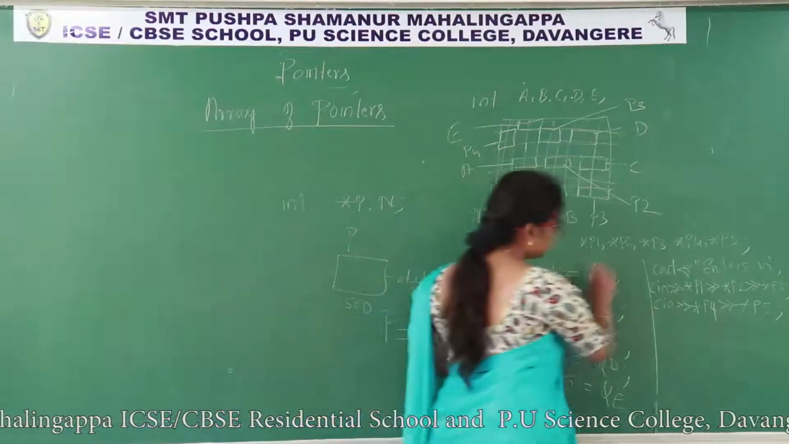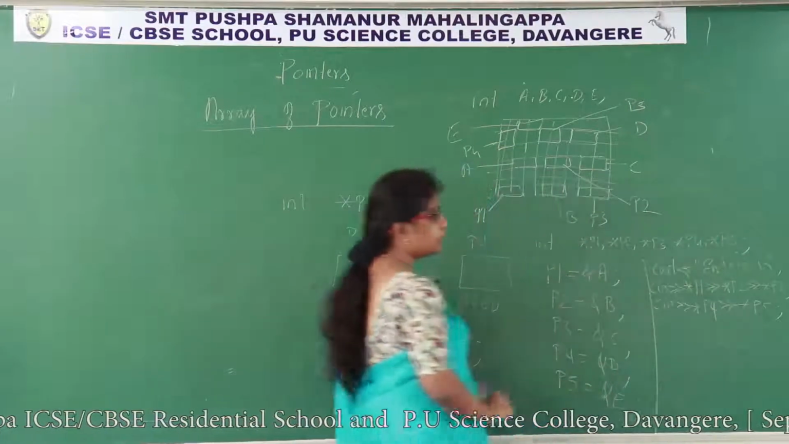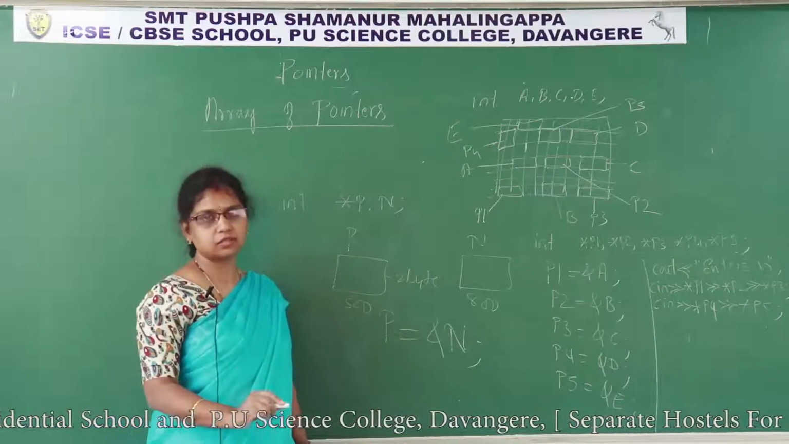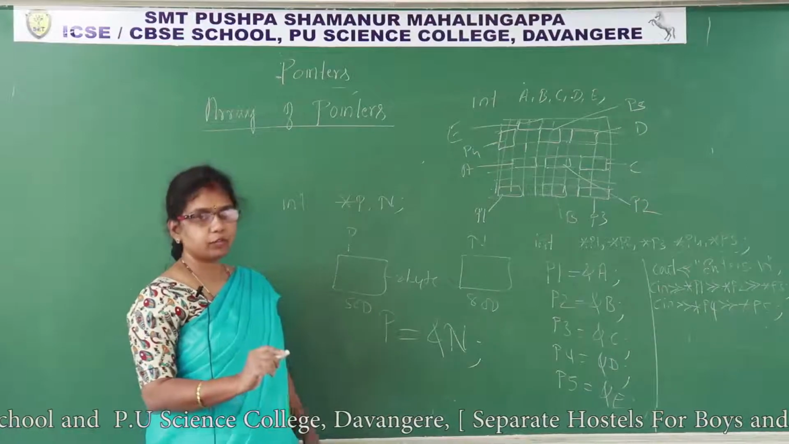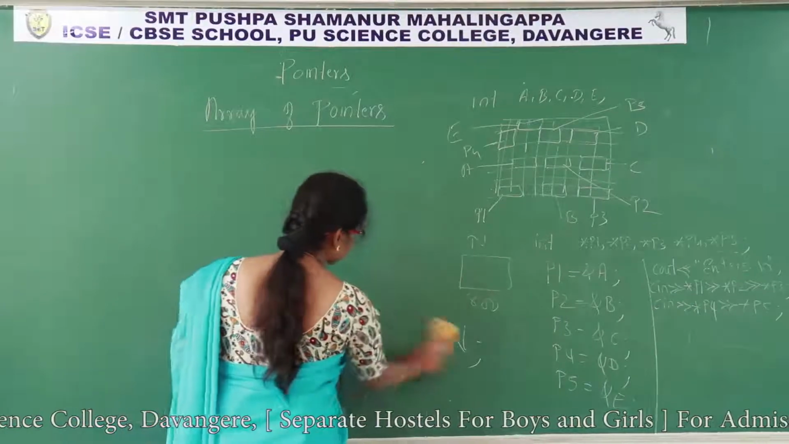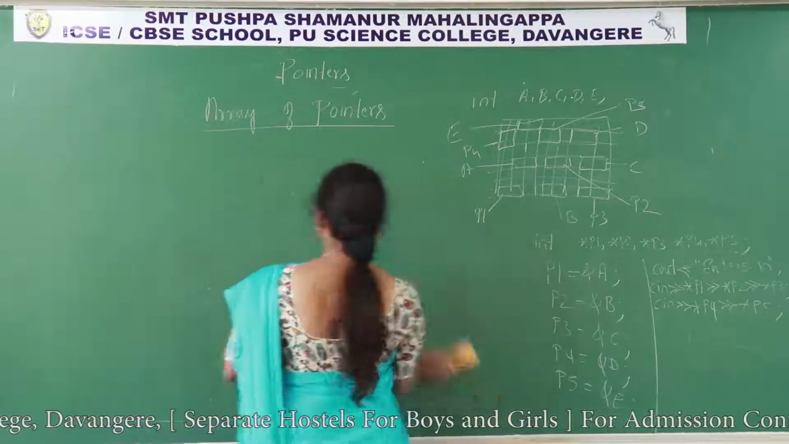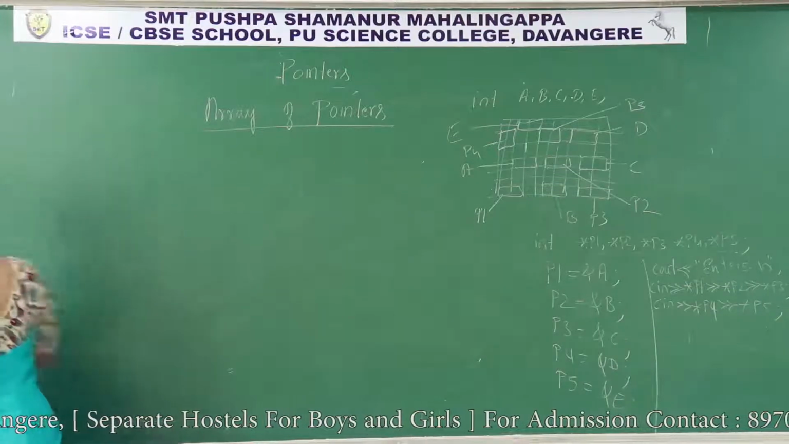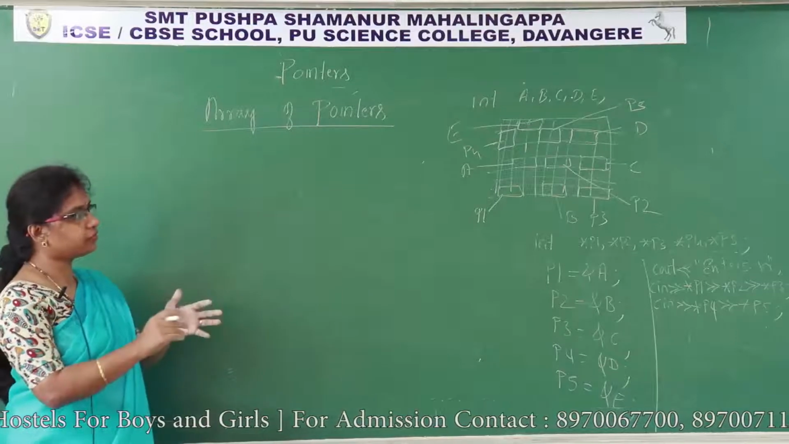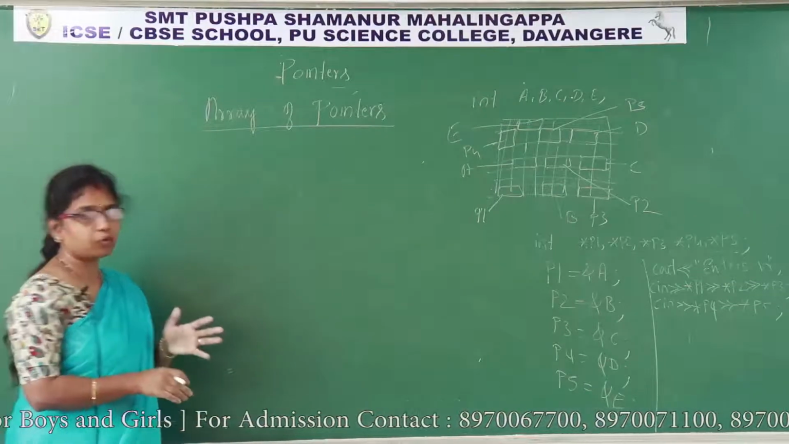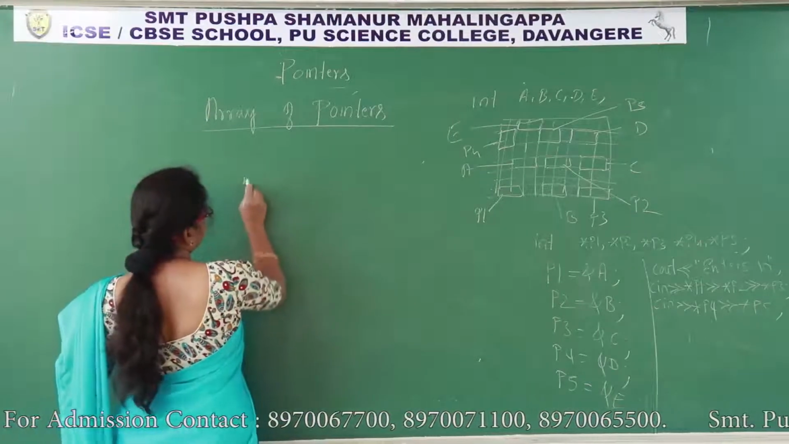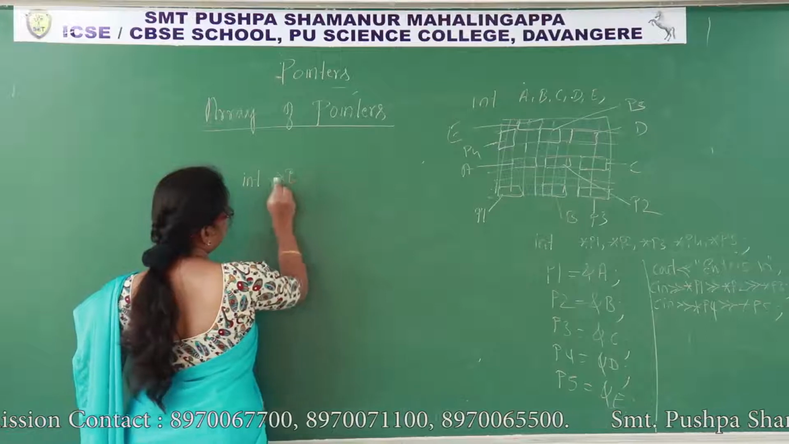Instead of taking 5 different pointers, I can take array of pointers. I want to store 5 memory addresses, so I can take array of pointers here. How? To store 5 integers, I can take integer array, a normal integer array. Here I want to store 5 addresses. Instead of taking 5 different pointers, I can take array of pointers to store those 5 addresses here. int *p[5].